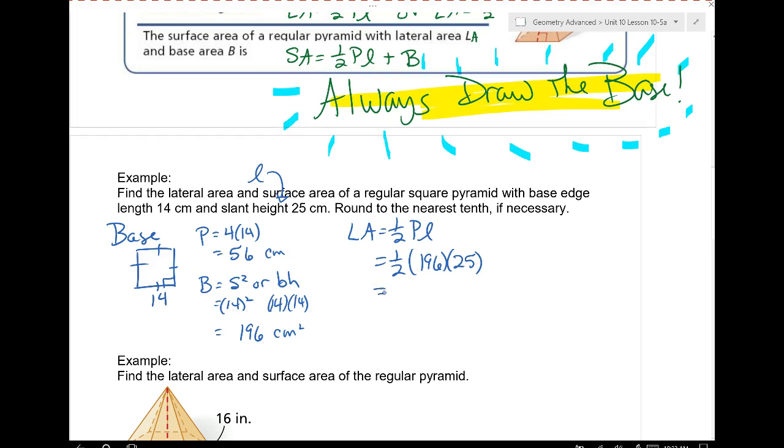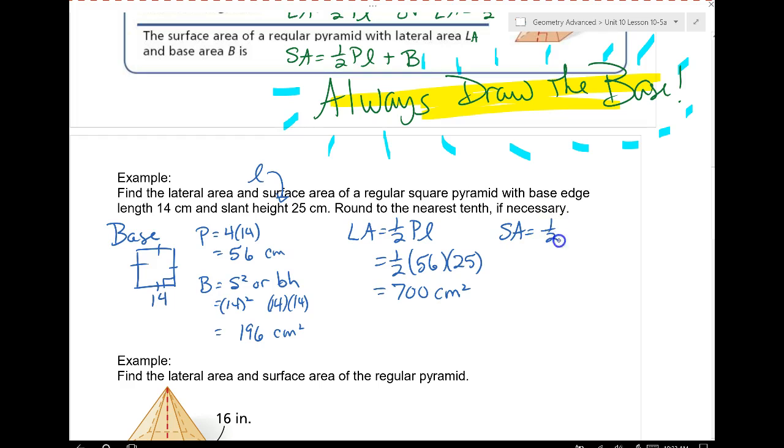And what did you get? Yes, ma'am. Oh, excuse me, I put the wrong one in. Thank you for catching that. It's 56. I put the area formula in by accident. Good save. Right, so what's 1/2 of 56 times 25? It's just going to be an even number, right? 700 square centimeters.